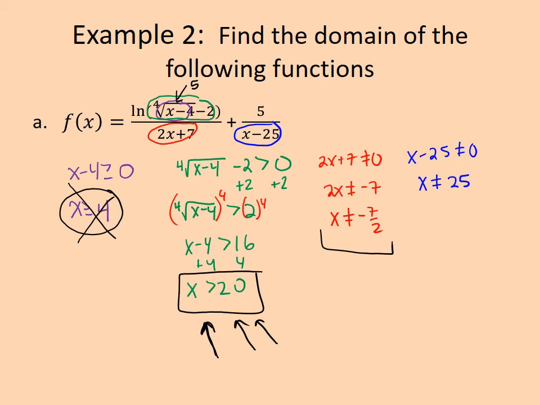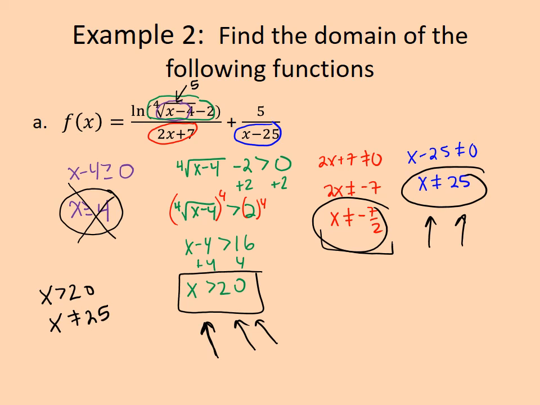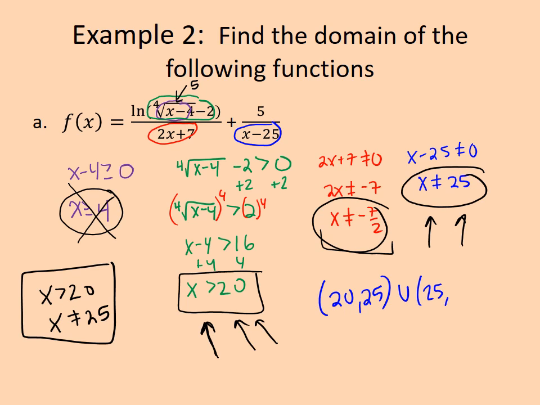Now over here, x can't be equal to negative 7 halves. Well, x is already greater than 20, so this is already not in our domain, so we don't need to worry about this. But 25 is in fact bigger than 20. So this we also need to worry about. So x is greater than 20 and x can't equal 25. This is our domain in inequality notation. In interval notation, it would be 20 to 25, parentheses, or 25 to infinity. This is the same domain in interval notation.